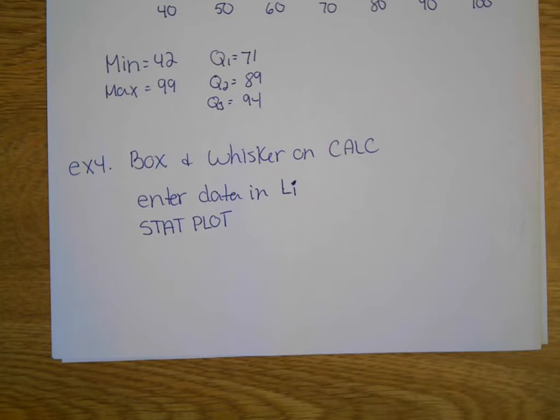Okay, and there are different statistical graphs that it can make. When you go down to type, there are 6 different types of graphs you can ask it to make. First one's a scatter plot. Next one is a connected line graph. Next one is a histogram.